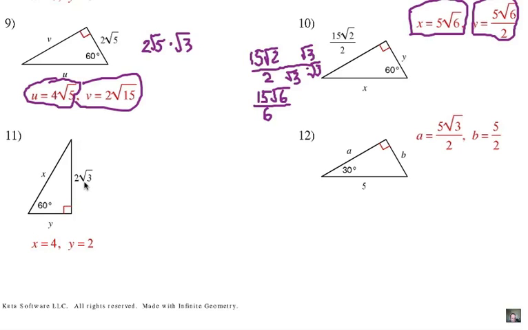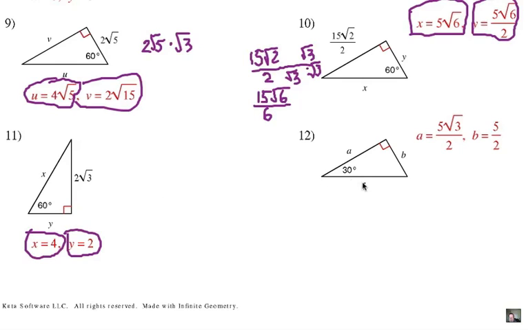Number 11, let's slide over here. Now again, we're going to take the long leg, which is given as 2 radical 3, and if we divide out or cancel the radical 3 from that, that's kind of nice. We get the short leg, y is 2. Then of course we can double it to get the hypotenuse, so x would be 4. That one turns out to be fairly simple.